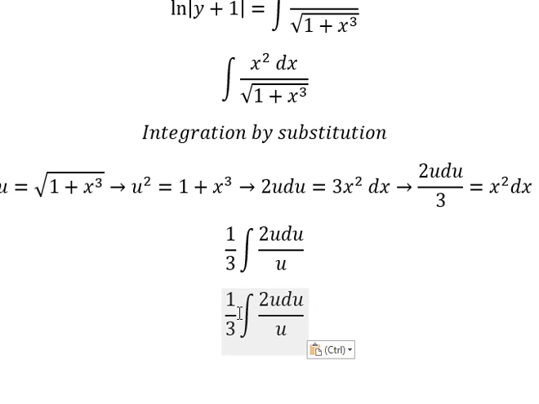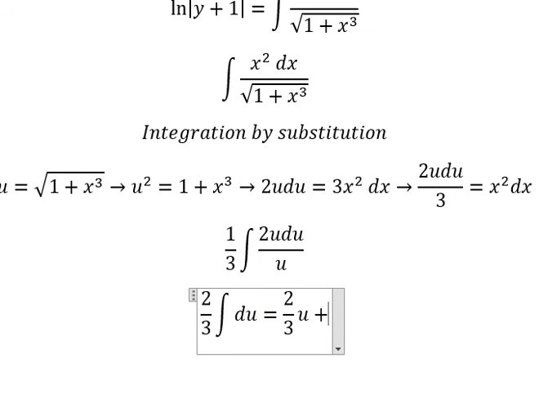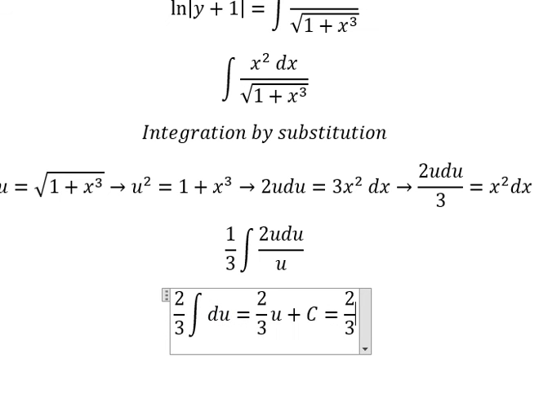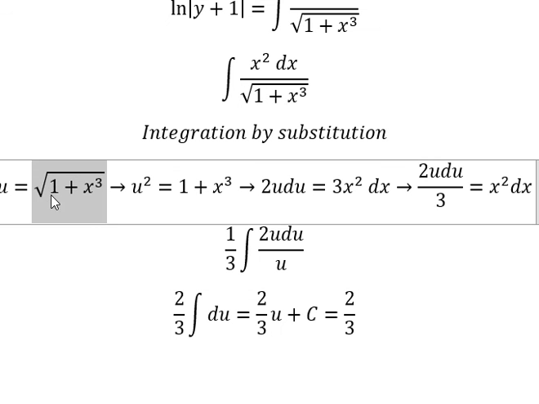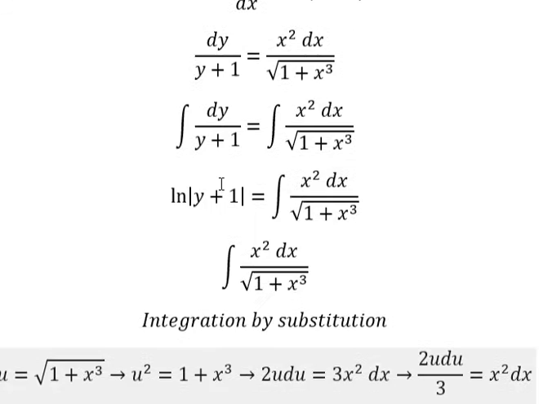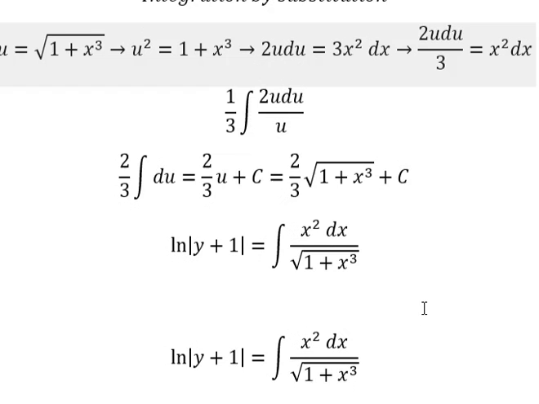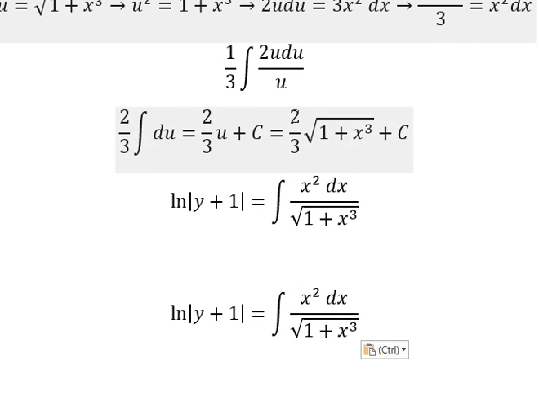U divided by u, they cancel. The integration of du, we have u and we put c. About u, that's about this one. Now we go back in here. So this one we change by this one.